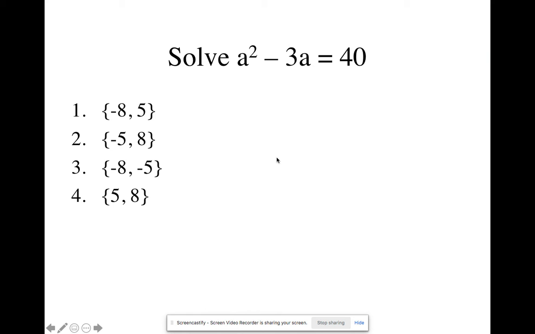So go ahead and pause the video and try this one. I'm going to go ahead and go, though. But the first thing we had to do is subtract 40 on both sides. So now you're at a squared minus 3a minus 40.